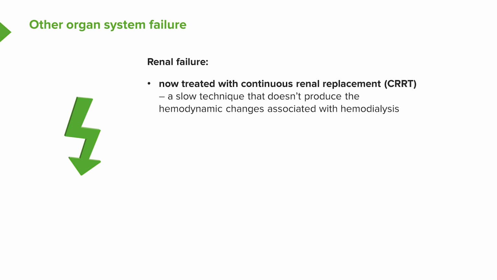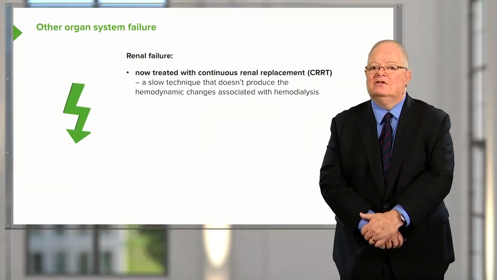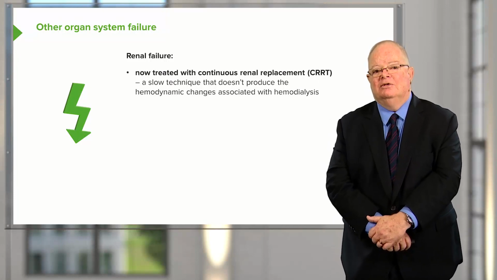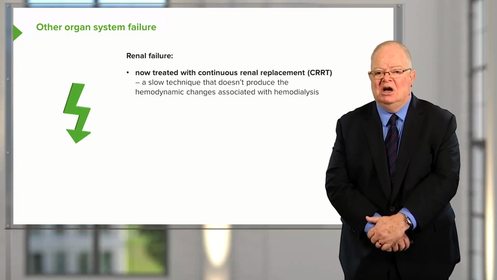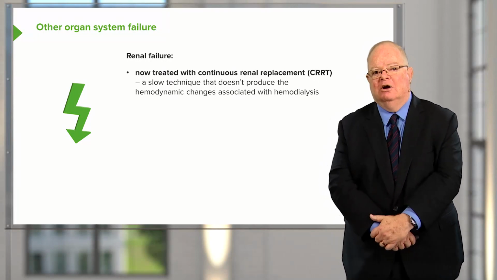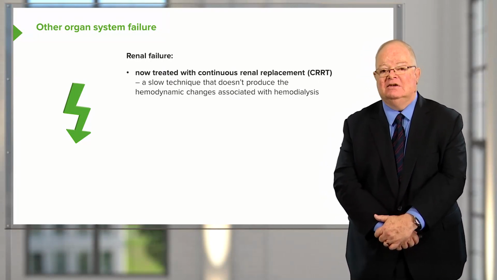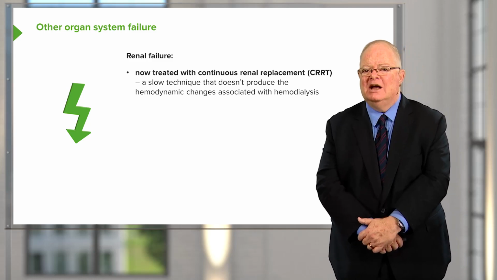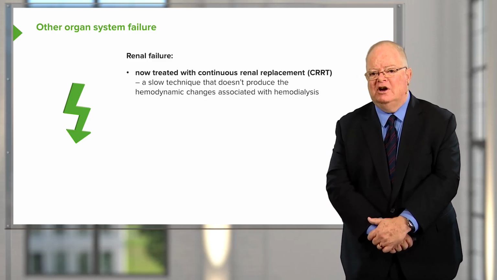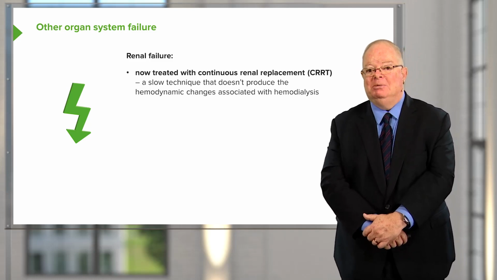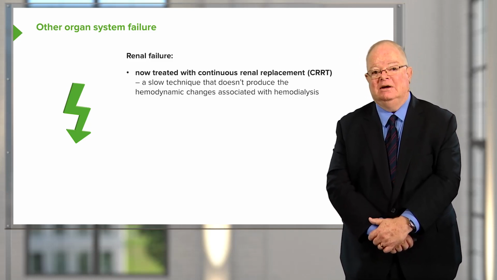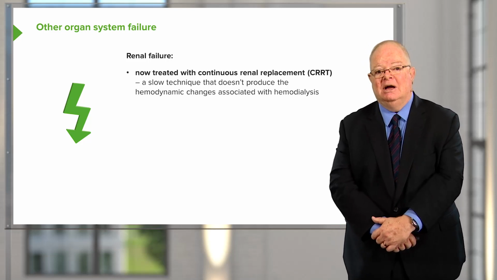Other organ systems are also extremely important, such as kidney, and renal failure in the ICU is now treated primarily with continuous renal replacement therapy, or CRRT. The reason this is used is its slow, gradual technique rather than the more rapid, dynamically dramatic changes that occur with hemodialysis. When you put a person on hemodialysis, you tend to push their blood pressure down, and their volumes change very rapidly. Normally people can tolerate that, but they can't when they're critically ill. So continuous renal replacement therapy has replaced that.